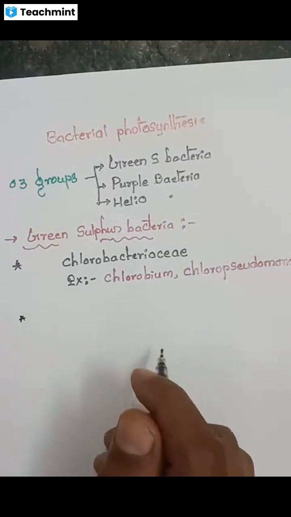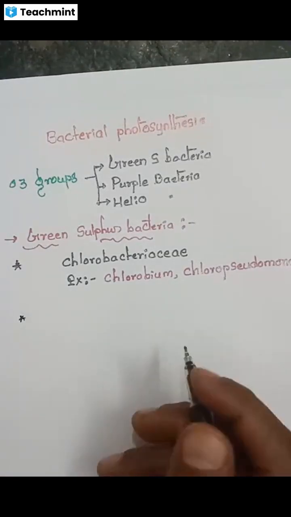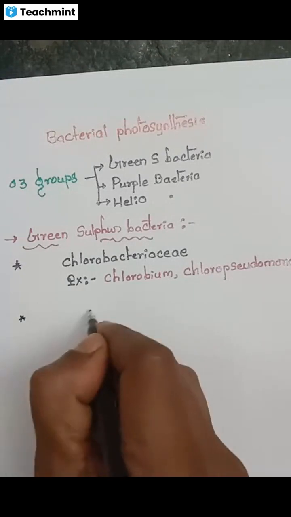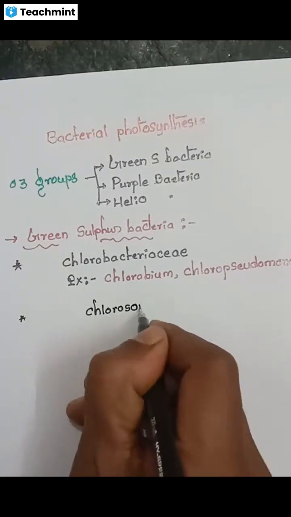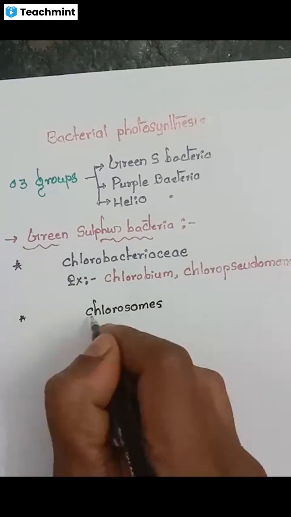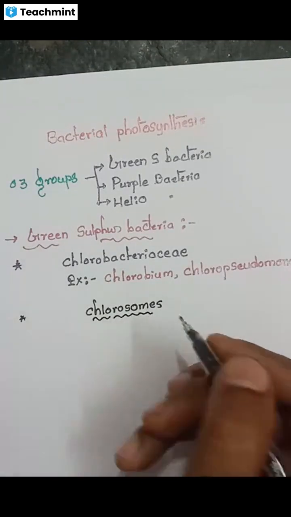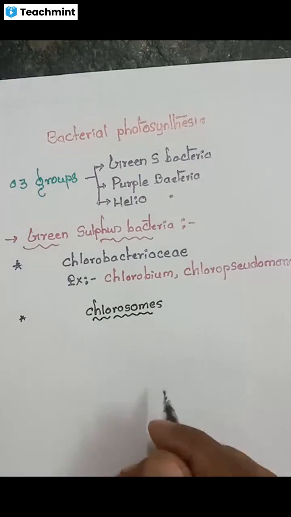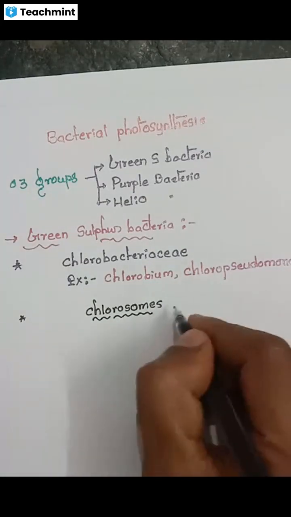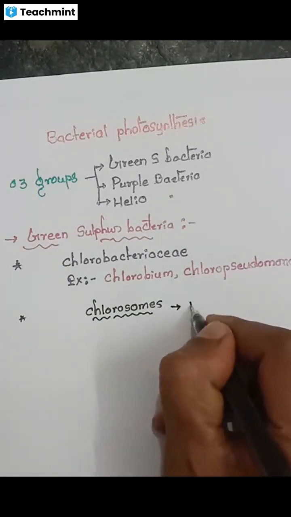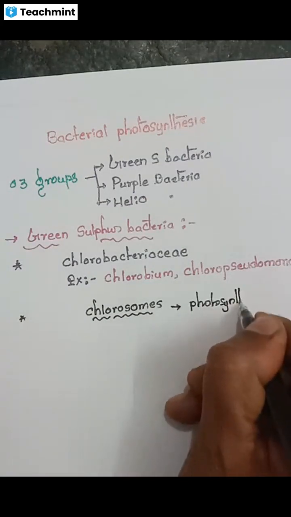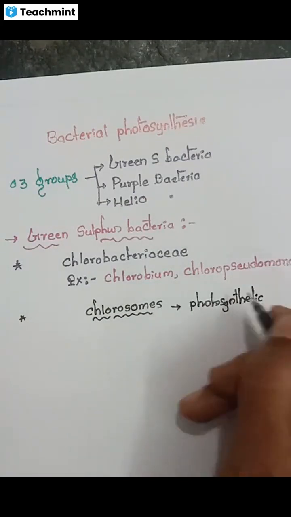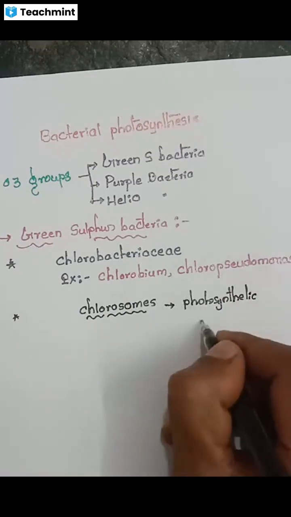In green sulfur bacteria, chlorosomes, not chromosomes, are the photosynthetic operators. So chlorosomes are photosynthetic operators.